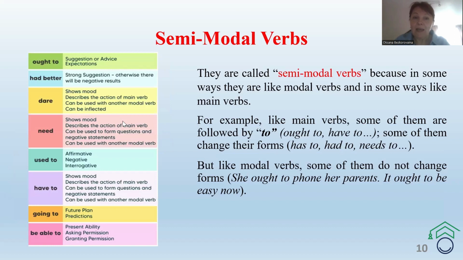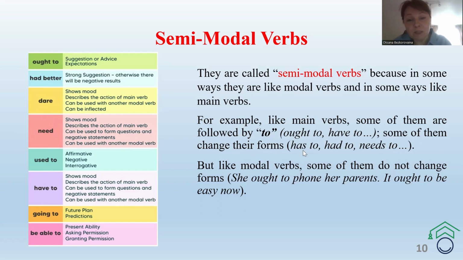So, and now things are getting more complicated because apart from modal verbs, we've got so-called semi-modal verbs. They are called semi-modals because in some ways they are like modal verbs, and in some ways they are like main verbs. Semi-modal verbs are the following: ought to, had better, dare, need, used to, have to, going to, be able to. For example, like main verbs, some of them are followed by to.